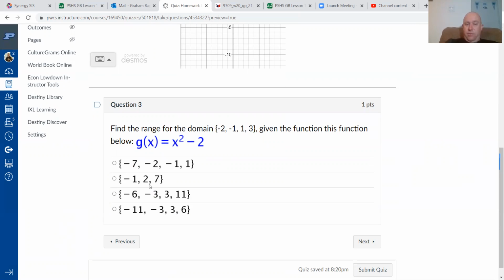Now, you might think straight away, well, it's not this one here because there's only 3 numbers. Just remember, you might actually get a repeat answer. So you might get the answer -1, -1, 2, and 7. And therefore, this could still be a correct answer.